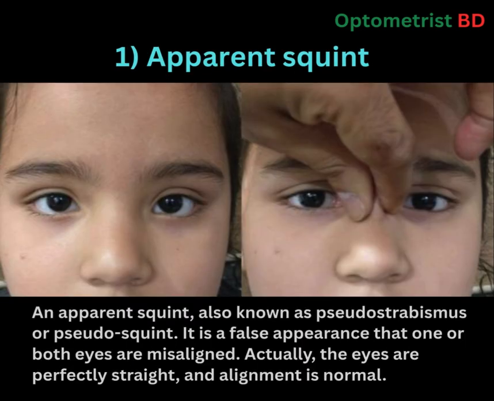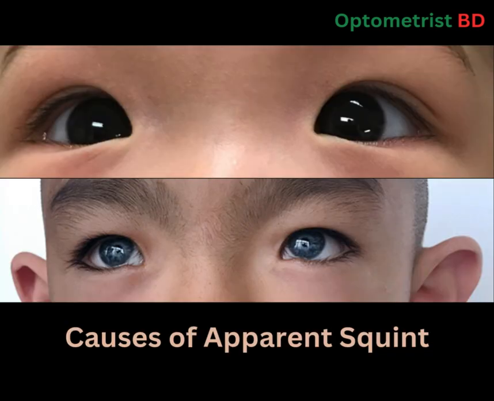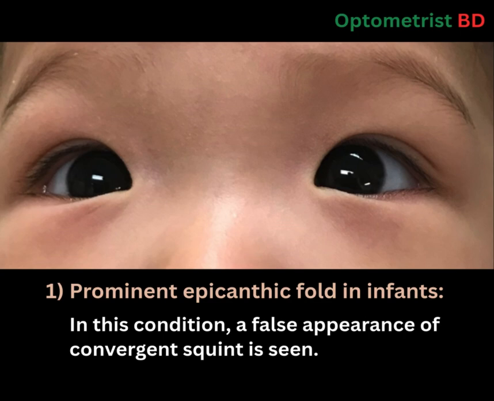Apparent squint. An apparent squint, also known as pseudostrabismus or pseudo-squint, is a false appearance that one or both eyes are misaligned. Actually, the eyes are perfectly straight, and alignment is normal. Causes of apparent squint. Number 1. Prominent epicanthic fold in infants. In this condition, a false appearance of convergent squint is seen.